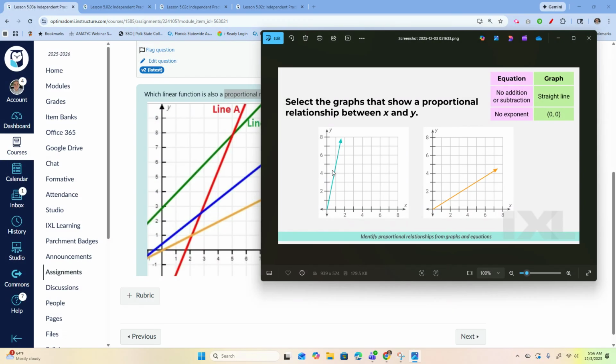So if the line starts at the origin, then we say that it is proportional. So these two lines here, both of them start at the origin. And because they start at the origin, they will be proportional. Okay, that's how we know.